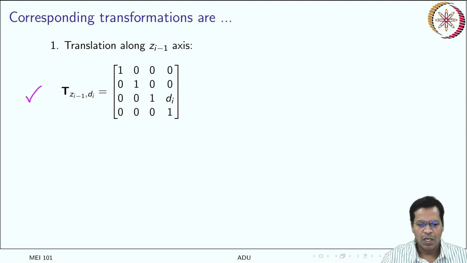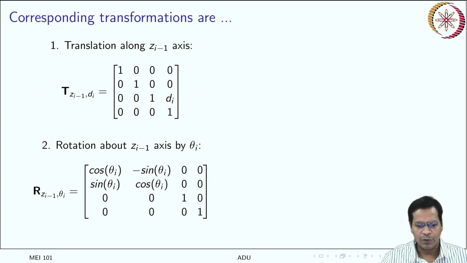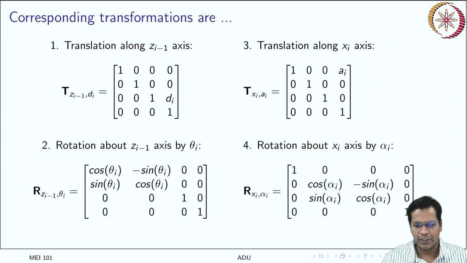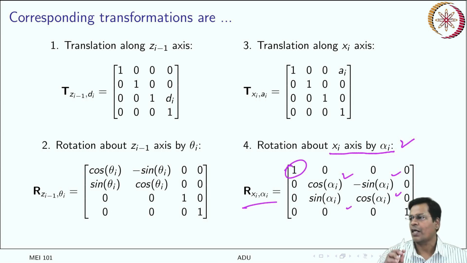This is translation along the Zi minus 1 axis by a distance di. So this will be your transformation matrix. Next will be rotation about the Zi minus 1 axis by an angle theta i. So Z, theta i, this is your rotation matrix. And third one is translation along the xi axis by a distance ai. Okay, so this is it. And the final one is rotation about the xi axis by an angle, the twist angle, that is alpha i. So this is rotation about the x axis, alpha i. So these are your four transformations.